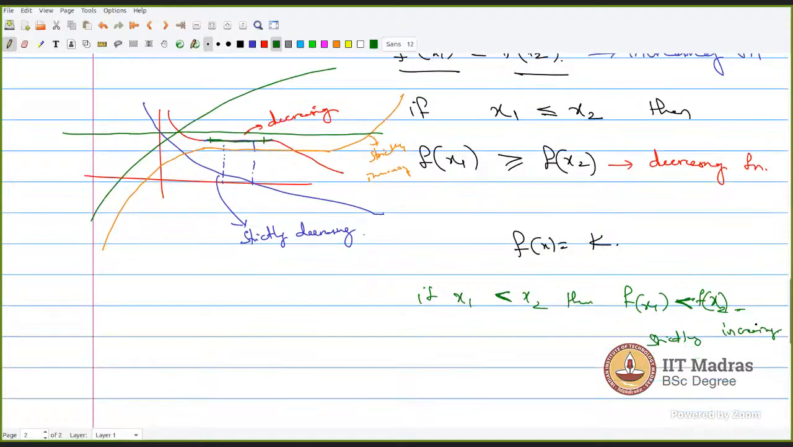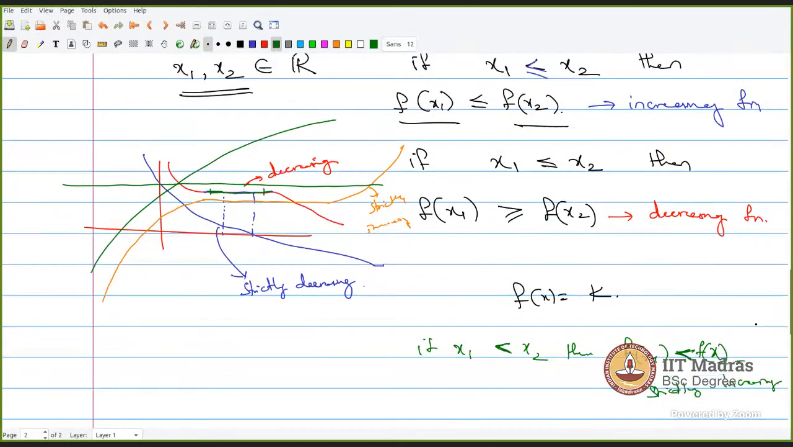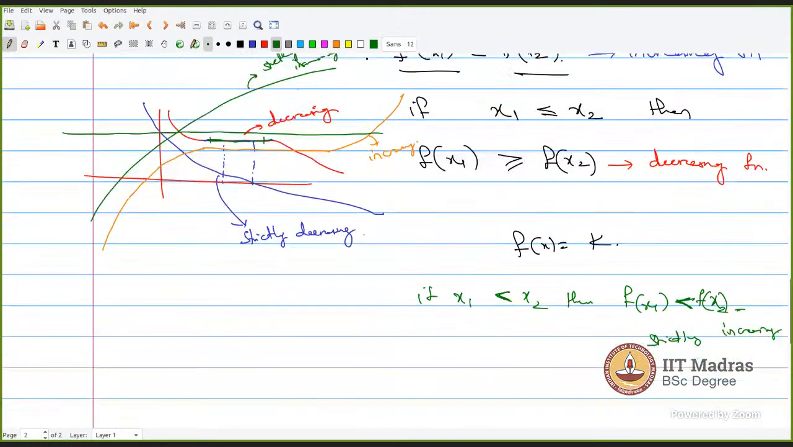Sir, in your graph, you wrote it like that, that's why I got confused. Where? That orange color, you wrote increasing, not strictly increasing. That's why I got missed. Okay, this is increasing. Thank you, sir. And this is strictly increasing. Yeah, clear. Sorry.